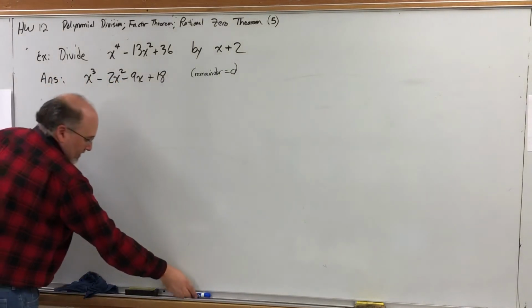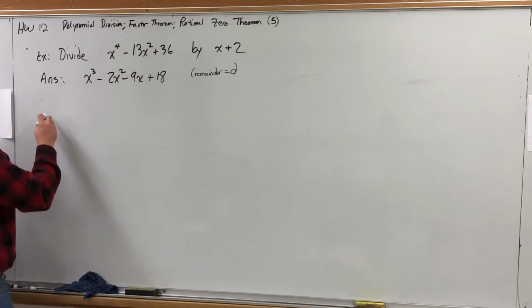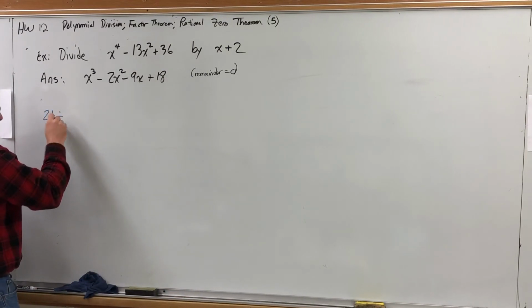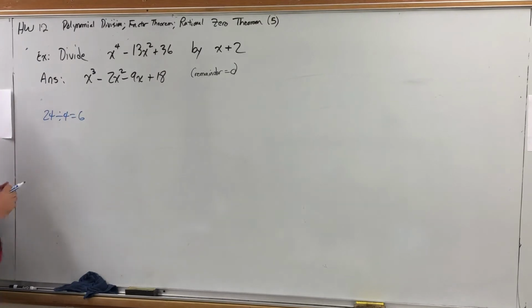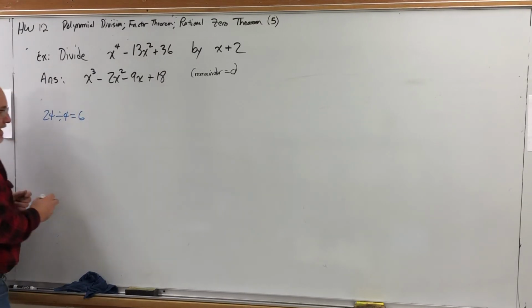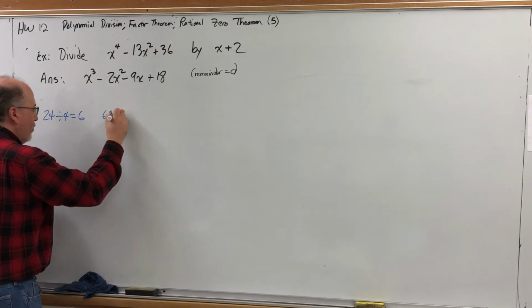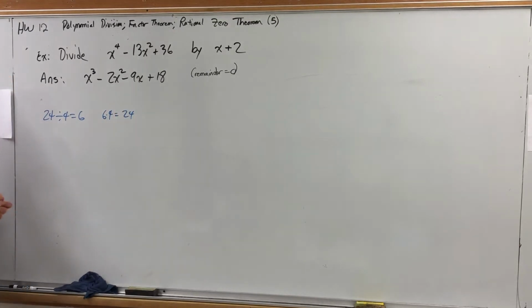How? Because any division problem, such as 24 divided by 4 equals 6 with no remainder, can be rewritten as a multiplication problem, basically checking the answer. How would you check the answer of 24 divided by 4 equals 6? You would say 6 times 4 is equal to 24. Well, the same thing applies to polynomials.